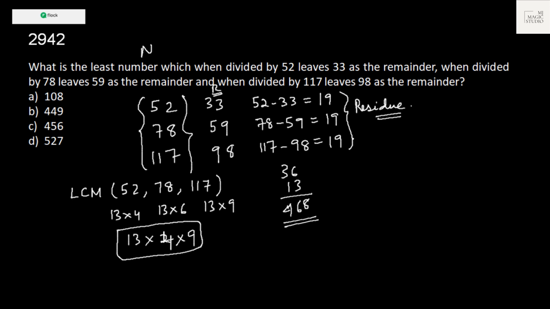But in this case, we also need remainders. But here residue is same. That means the number we are looking out for is 468 minus common residue, 19, which is 449. 449 is the smallest number which when divided by these 3 leaves these 3 types of remainders respectively.